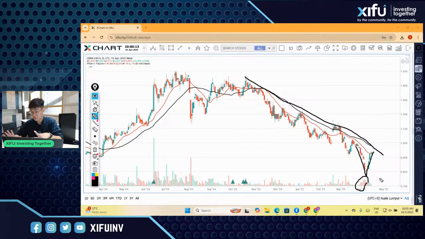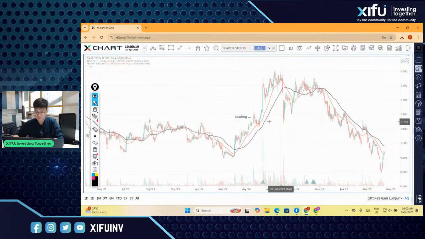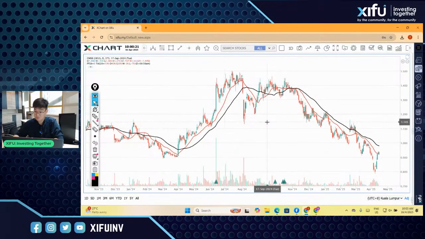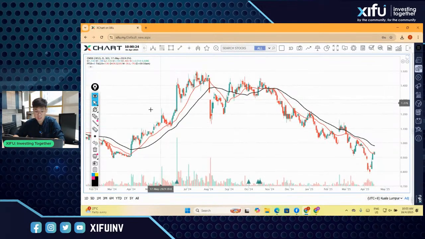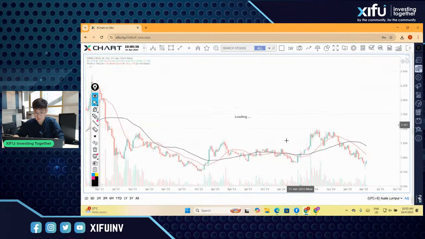So this one no reversal yet. Unless you say you want to trade short term, I think okay, but they're doing a technical rebound already. So make sure you watch out on the 40-day moving average here. Once it hits, probably it will reverse, maybe somewhere around here. Let's check using weekly also because I want to see the long-term support resistance.